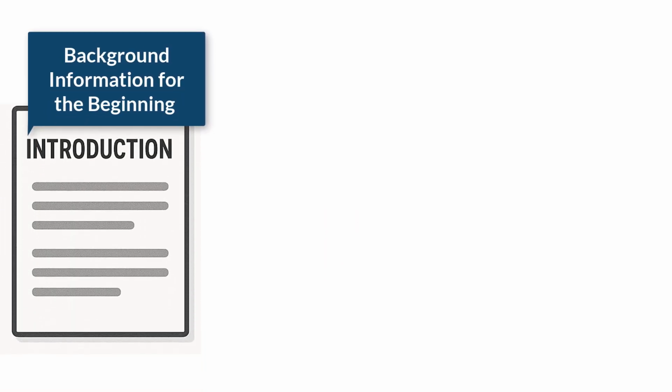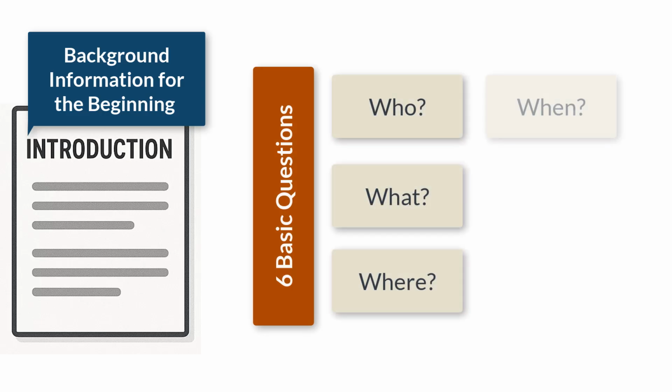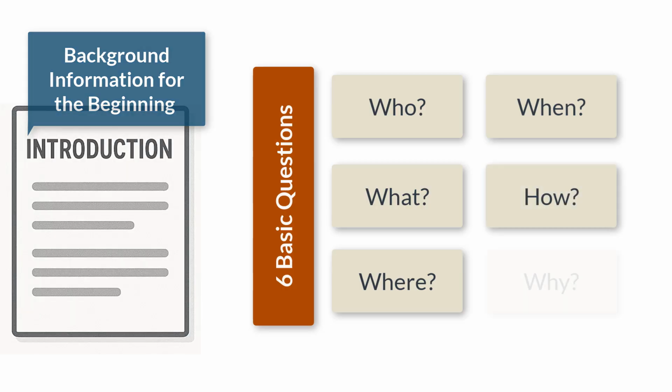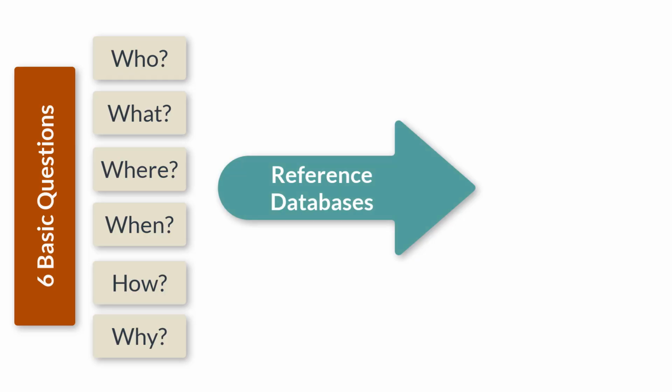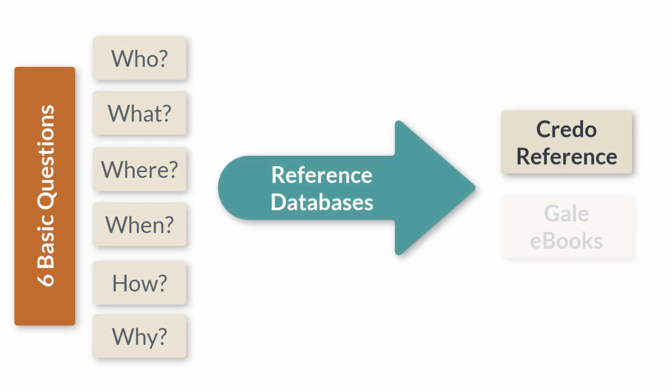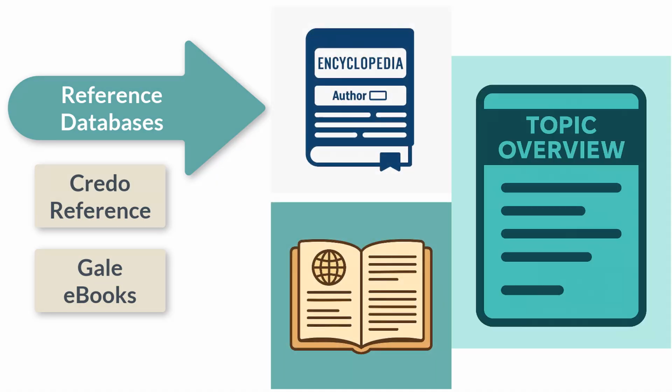Background research helps you answer the 6 basic questions about a topic. Who is involved? What is it about? Where is it happening? When did it develop? How does it work? And why is it important? The best places to find this kind of information are reference databases like Credo Reference or Gale eBooks. These databases offer encyclopedias, sourcebooks, and topic overviews.